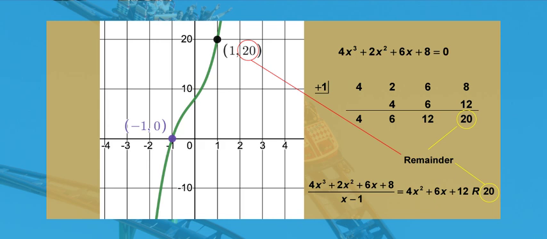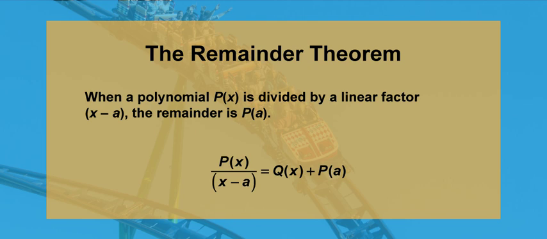This gives rise to the remainder theorem. When a polynomial p of x is divided by a linear factor x minus a, the remainder is p of a. This is summarized by the equation shown. Let's look at the equation in more detail. Dividing p of x by x minus a can be accomplished through synthetic division to find the polynomial q of x and the remainder. This is very similar to what we just did with the cubic polynomial.